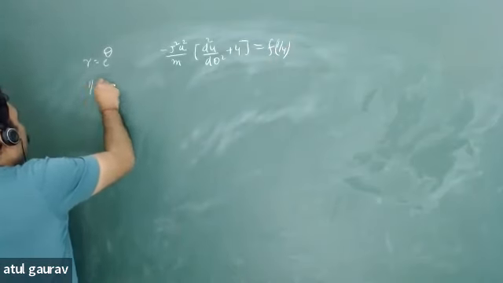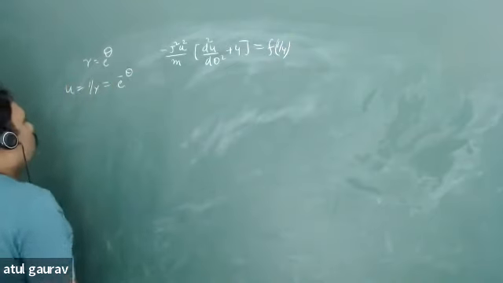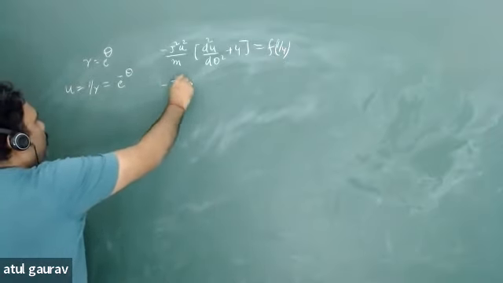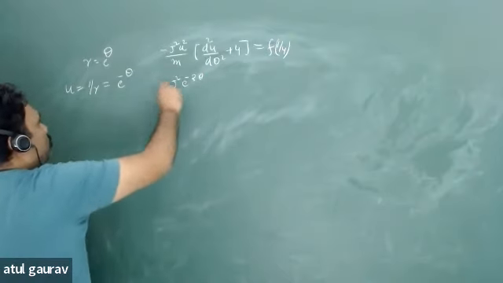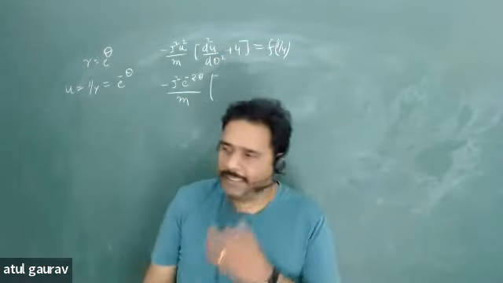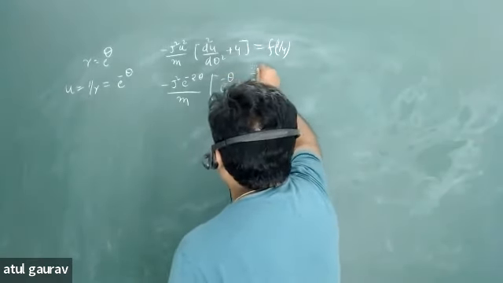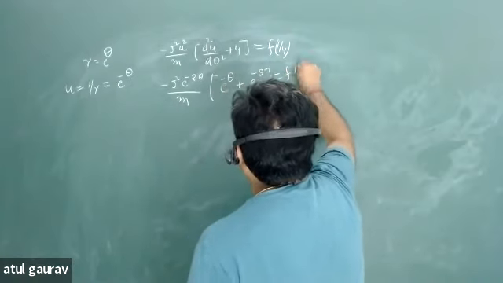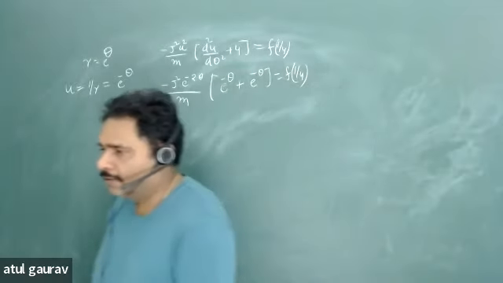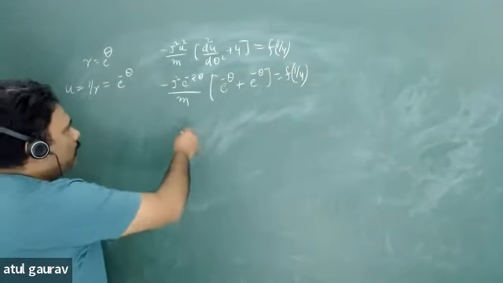Yes. 1 by r is equal to e to the power minus theta, and this is nothing but u. So we can put it here. So you can put minus j square e to the power minus 2 theta, u square by m, and if you are going to differentiate it twice, you will get the same value, e to the power minus theta plus e to the power minus theta is equal to f of 1 by u. This is very simple, very trivial, just to understand how to apply this particular problem.